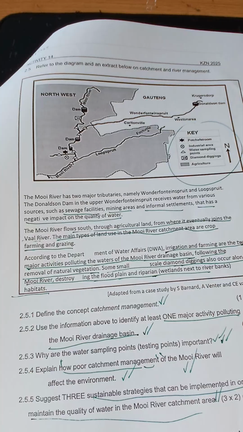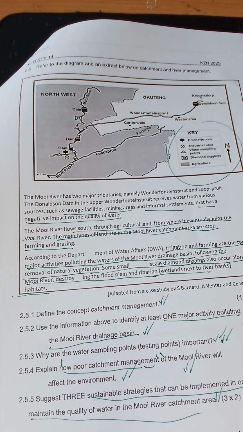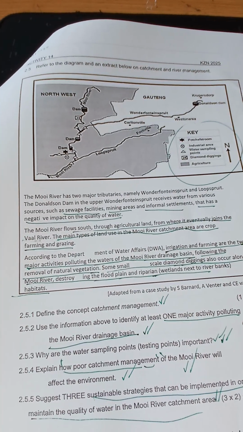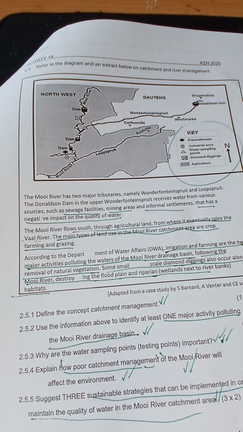Regular testing of water, and also monitoring of water quality. That's number 1. That's a strategy that we have to do to make sure that we maintain the quality. So we test the water regularly. We also monitor the water quality regularly. We can also impose fines on industries that pollute the river. The more you pollute, the more you pay. We are trying to maintain the quality through monitoring as well as through imposition of fines.